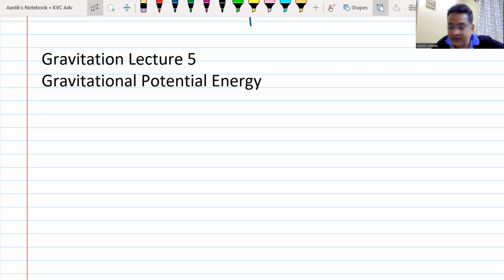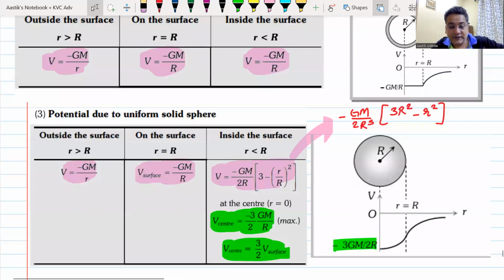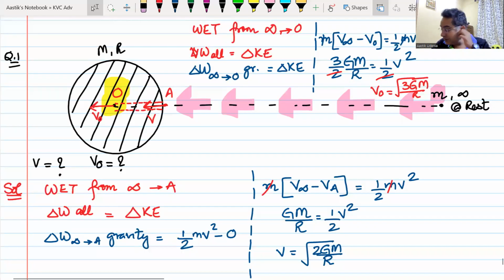What we were discussing in the previous class was Gravitation, gravitational potential, and we had done some problems on gravitational potential. We had seen the gravitational potential because of different types of masses, a ring, a spherical shell, and most importantly, the sphere. And we had seen how we can solve questions based on this. Do we remember this?